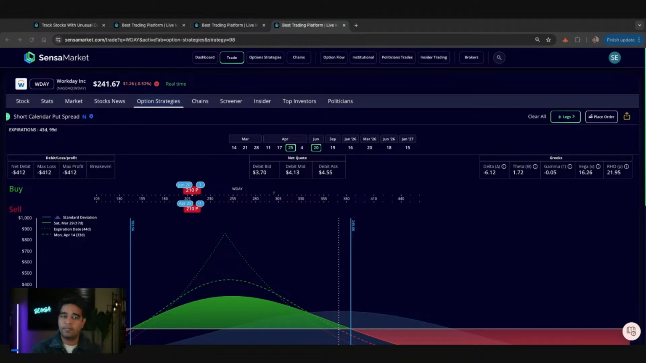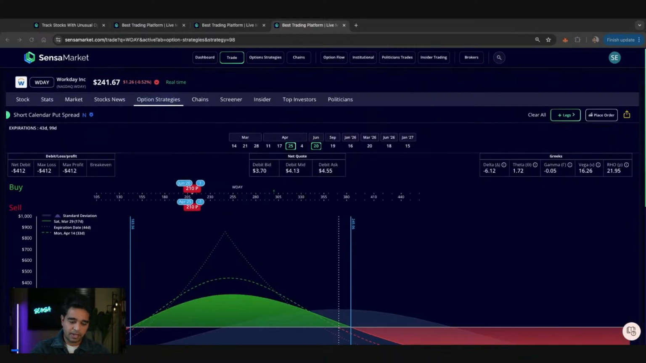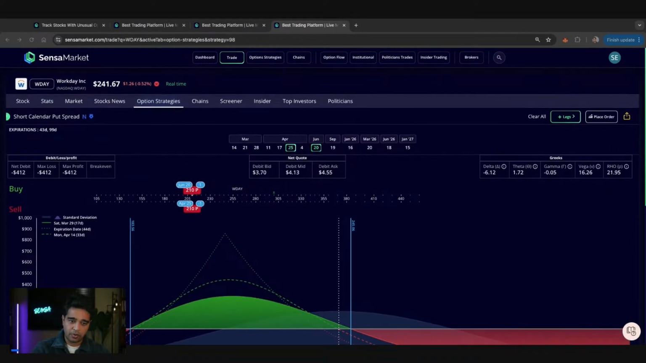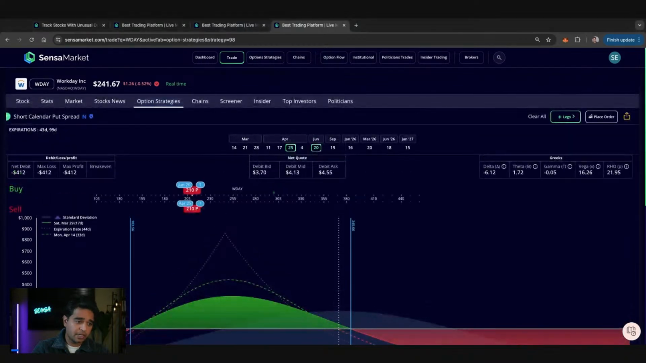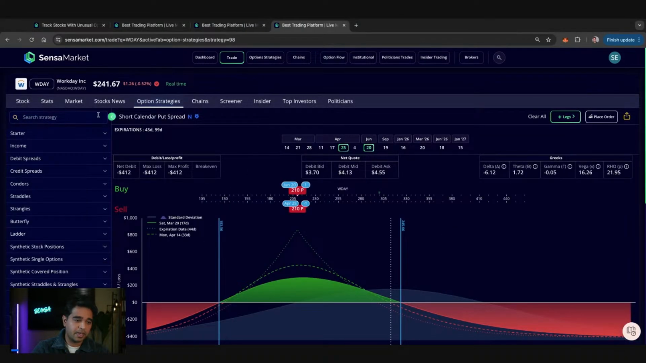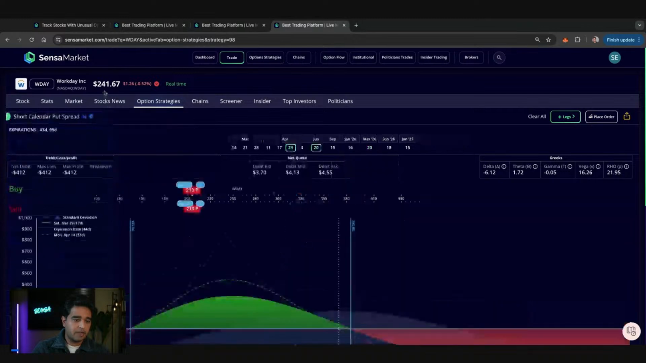Before I jump into the trade setup, on SensaMarket.com you can go to the option strategy. I've selected the calendar put spread, also called the short calendar put spread. You can also explore all these strategies from the left navigation right over here. So Workday is trading around $241.